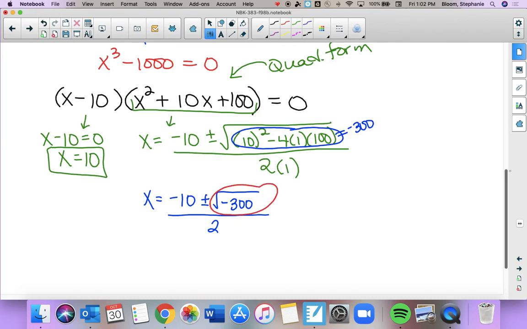Then let's do the square root. What do you know you're going to have that you're going to pull out? An i. So I know I'm going to have an i. Is 300 a perfect square? Okay. So let's break it down. I'm going to do 10 times 3, and then 10 and 10, 5 and 2.